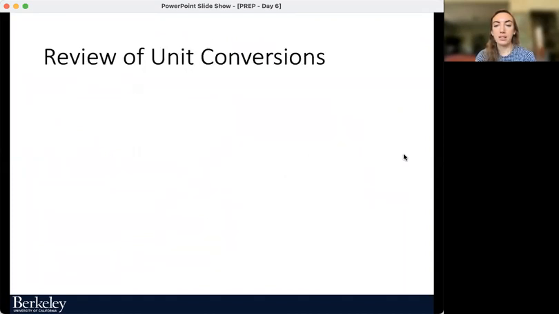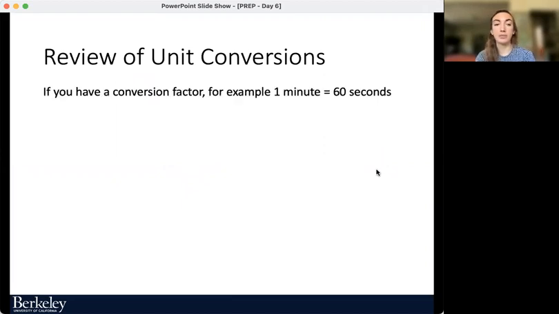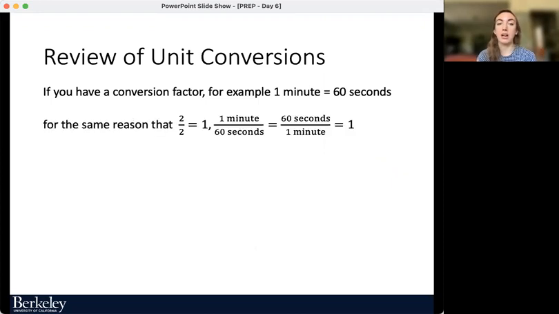Okay, the other concept I wanted to review today, because it's going to come up in the second half of the class today, is how we do unit conversions. So if we have a conversion factor, for example, 1 minute is 60 seconds, or 1 kilogram is 1,000 grams, in the same way that 2 equals 2, and so 2 divided by 2 is 1, if we divide either side of 1 minute equals 60 seconds by the other, we're going to get 1. So 1 minute divided by 60 seconds is 1, or 60 seconds divided by 1 minute is 1.